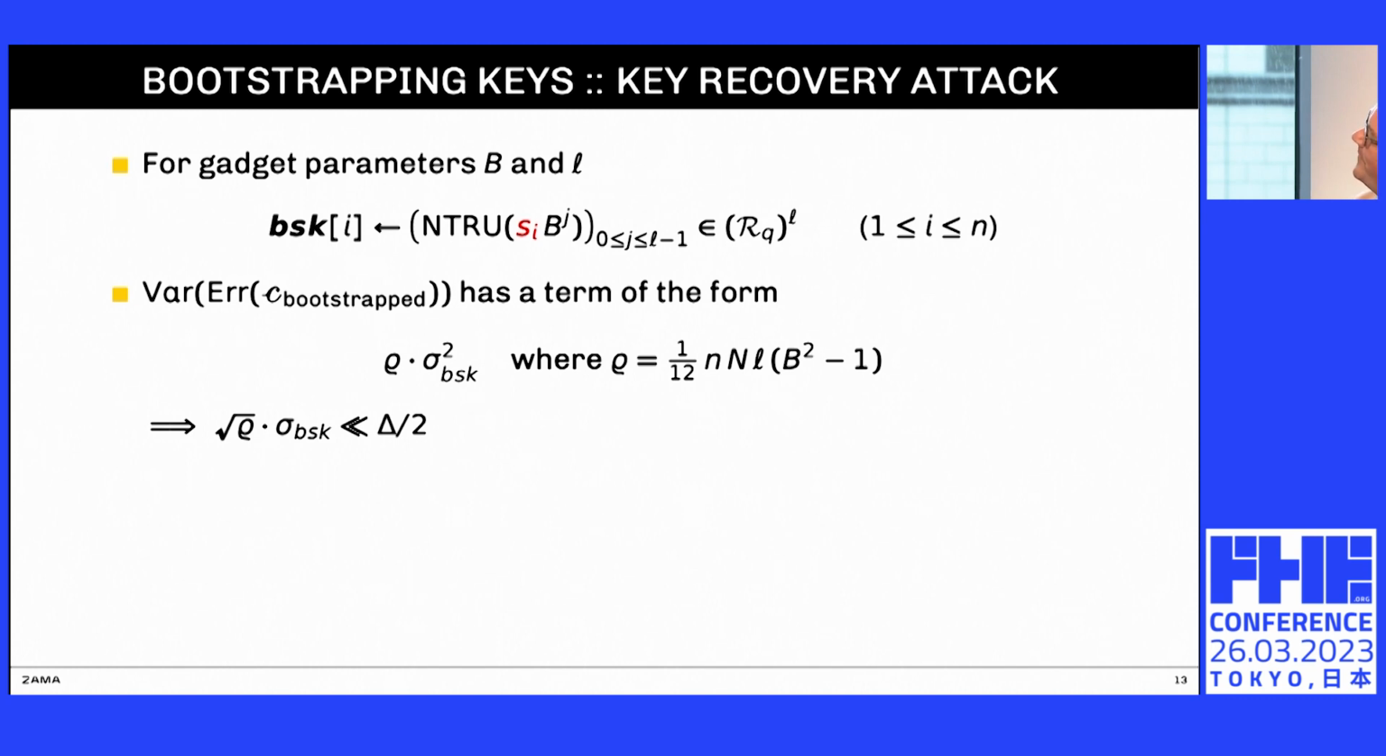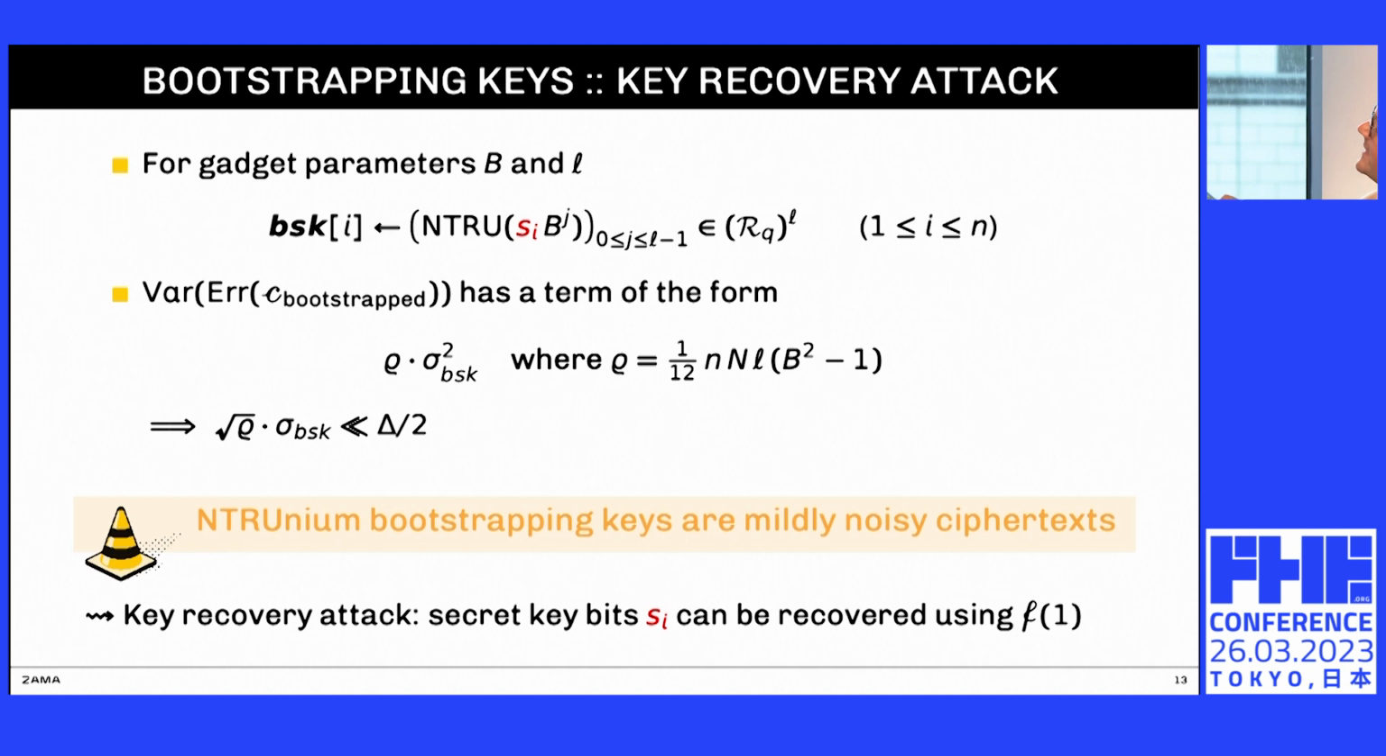So you see that rho is proportional to n. And because you need to decrypt the ciphertext, that condition has to be satisfied: the square root of rho times the variance in the bootstrapping key should be smaller than delta over 2. And because rho is proportional to n, it means that the ciphertexts here are mildly noisy. All those bootstrapping keys can be seen as mildly noisy ciphertexts. And so it means that you can recover them.